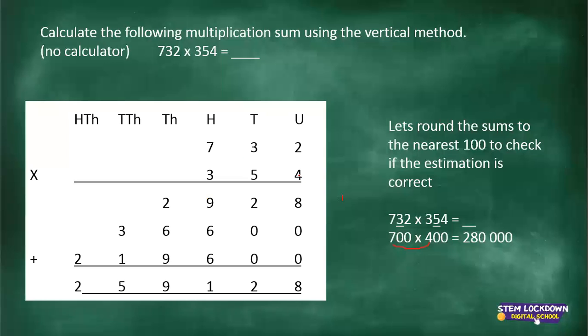Okay, so then we multiply 4 times the 7. Now 4 times 7 is 28, and 28 plus the 1 gives us 29. So we got our units sorted out.